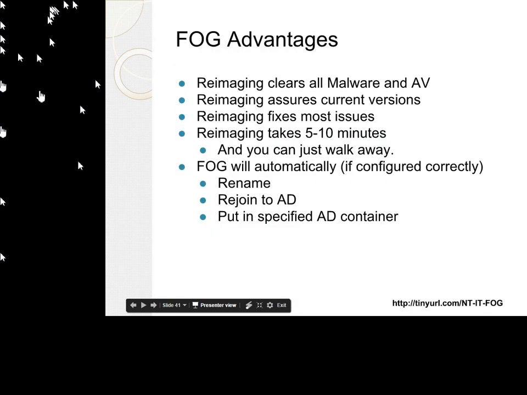So advantages: reimaging clears all malware and antivirus. I am not messing with trying to clear a virus issue on a teacher's machine because they installed something and went to a bad site. I just rewipe it. Reimaging assures current versions. It fixes most issues. It takes 5 to 10 minutes, and you just walk away. It automatically renames, rejoins, and puts it in the Active Directory container that it was in before. If it's new, it'll put it in one that you specify with Fog.